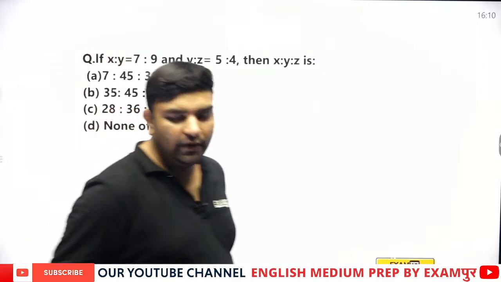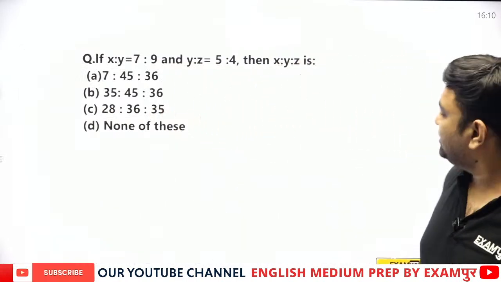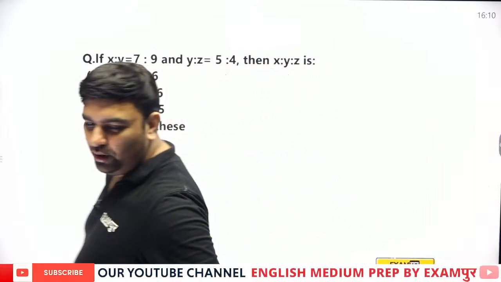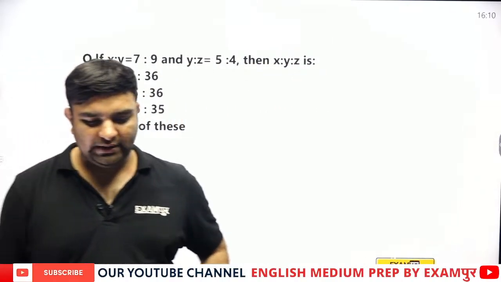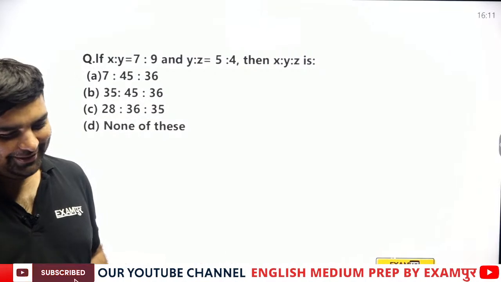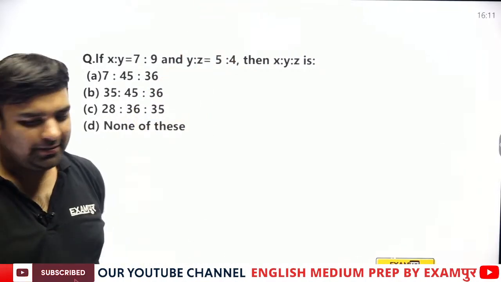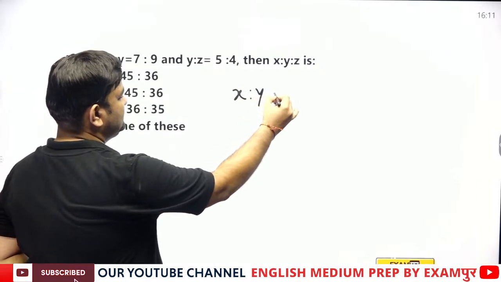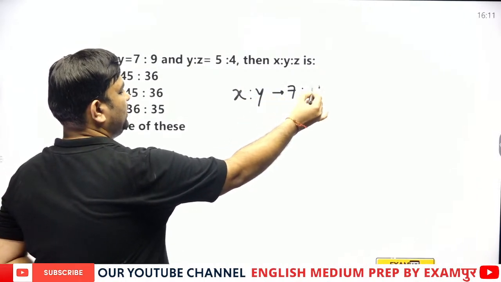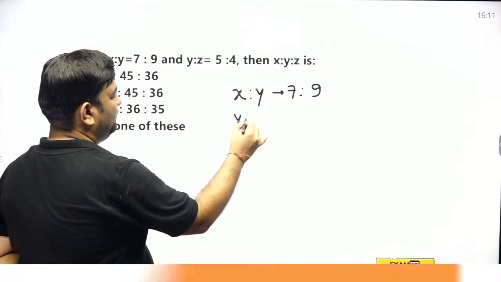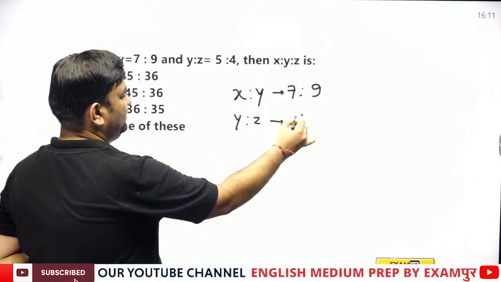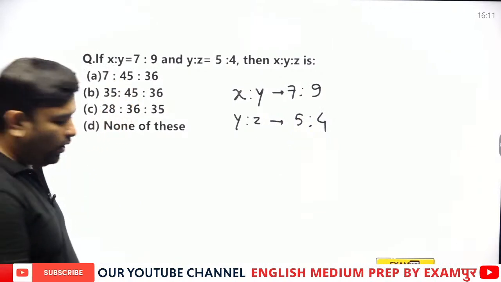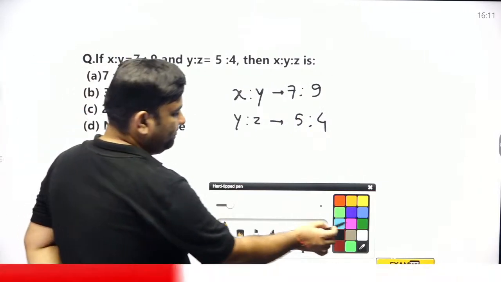X ratio Y is given, Y ratio Z is given. What is X ratio Y ratio Z? X ratio Y is 7 ratio 9. Y ratio Z is 5 ratio 4. Y is common to both.